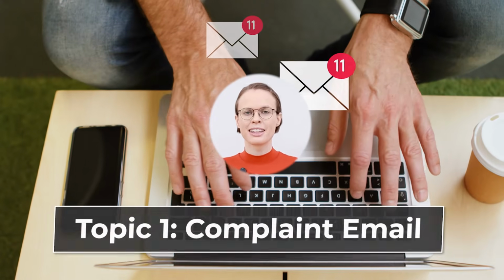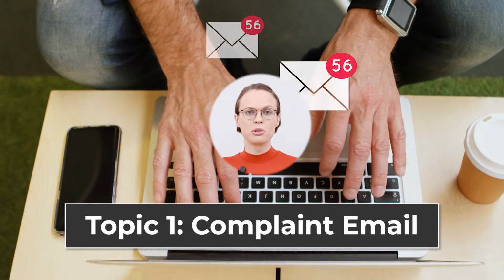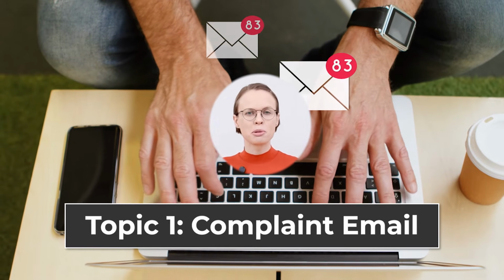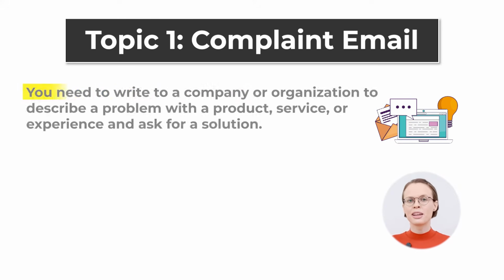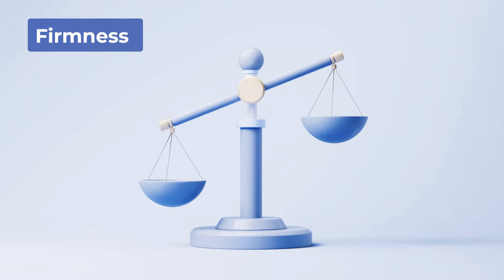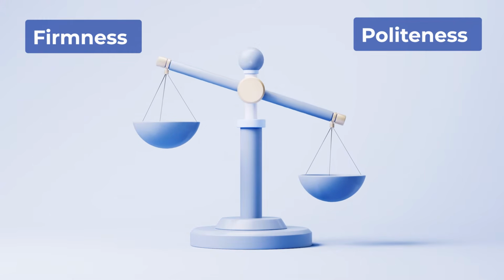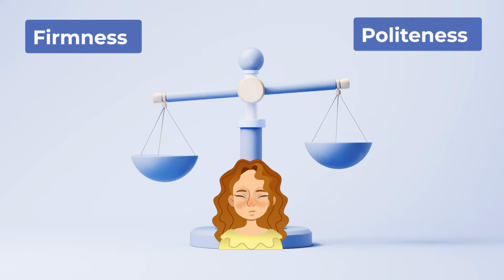Topic number 1 is the complaint email. This is one of the most frequently tested topics in CELPIP Writing Task 1. In this type of email, you need to write to a company or organization to describe a problem with a product, service, or experience and ask for a solution. The key here is balancing firmness with politeness, because you want to express dissatisfaction without sounding aggressive or rude.